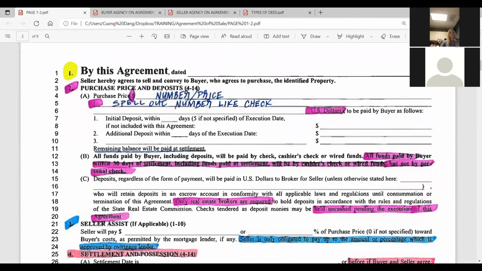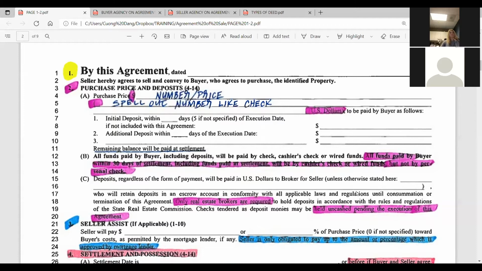Page 2, section number 1. By this agreement, dated, you want to write the date there. Now, whatever date you write there is not necessarily the execution date. It's just the date when this contract was written, okay?